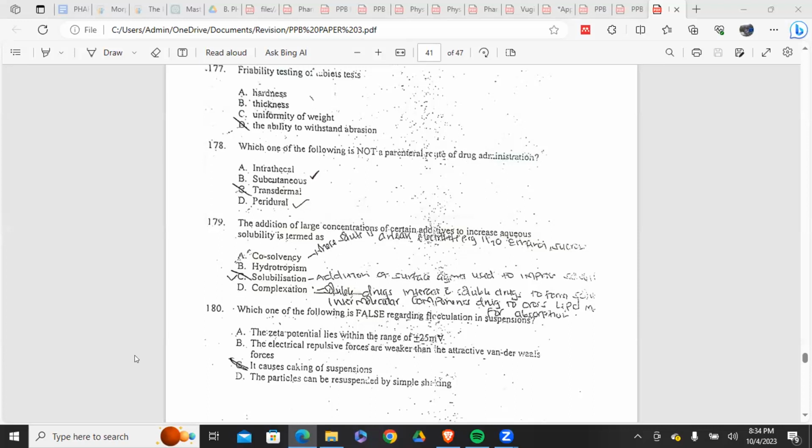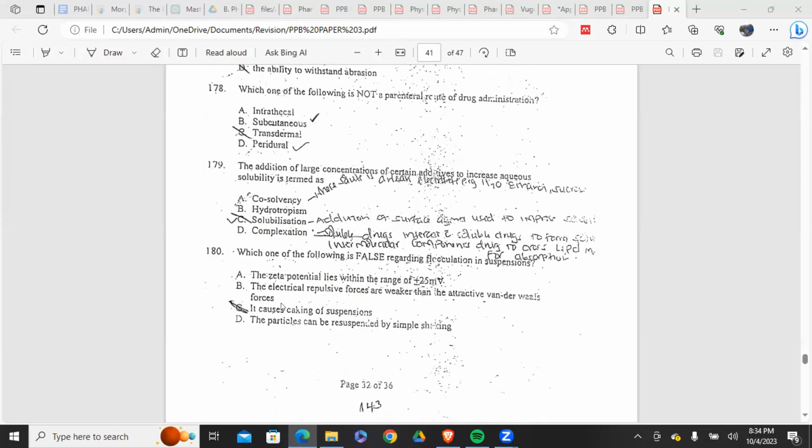Then number 180, which one of the following is false regarding flocculation in suspensions? The answer is definitely causing caking of suspension. Caking occurs with deflocculation in suspensions because with flocculation, they form loose aggregates, floccules, such that when you shake the bottles with suspensions, they resuspend.